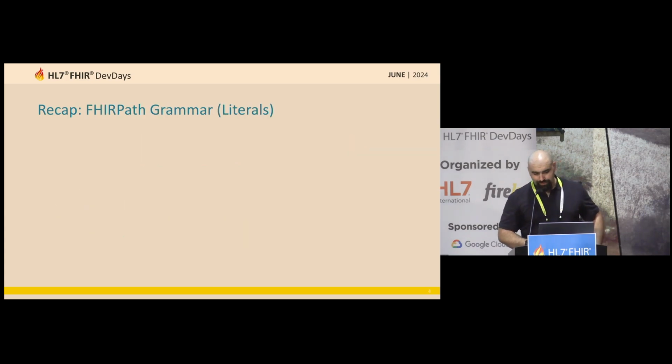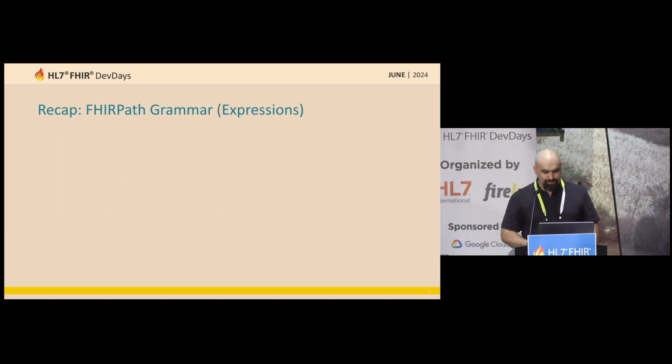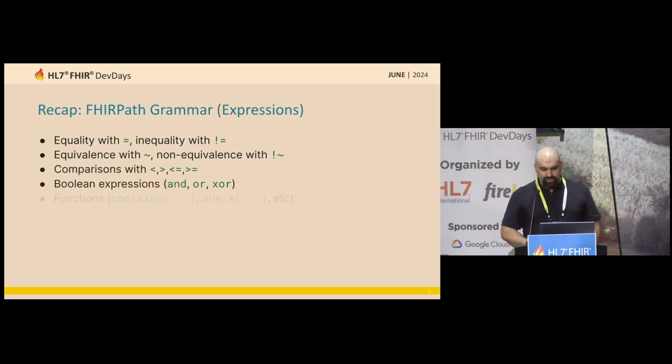So very simple functionality. And it has a bunch of different parts in the grammar that are very useful. You get empty collections, you get numbers, you get quantities, which are kind of like numbers with units associated to them. You get dates, you get date times, times and date times. You get equality, inequality, you get equivalence, which is very similar to equality, but with a little bit more loose connections. So things like case insensitivity or disregarding units. And then basic comparisons, Boolean expressions, all that fun stuff.